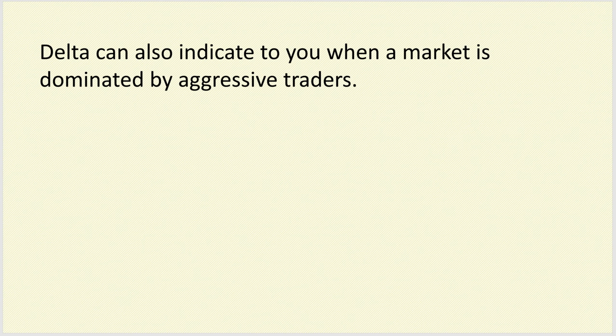Now, delta is going to indicate to you when a market is dominated by aggressive traders. Like I said, positive delta is aggressive buyers and negative delta is aggressive sellers. This is going to be important once you start putting it together with the context of the market. For some reason, traders like to lose track of context. They often take a signal based on, I don't want to say a black box, but an indicator, and they don't take it in the context of what the market is doing overall.